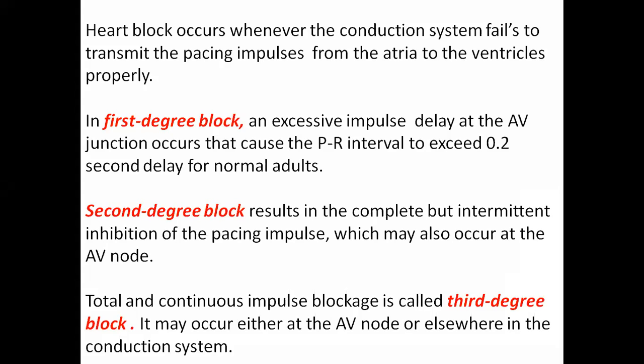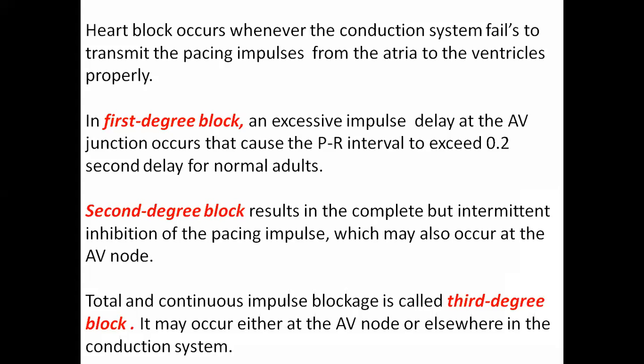When the sinus node sends the signals or impulses, they reach the AV node. From the sinoatrial node to the AV node, if the reaching period is excessive, I mean more than 0.2 seconds, then the first degree heart block occurs. And the second one is the second degree block.